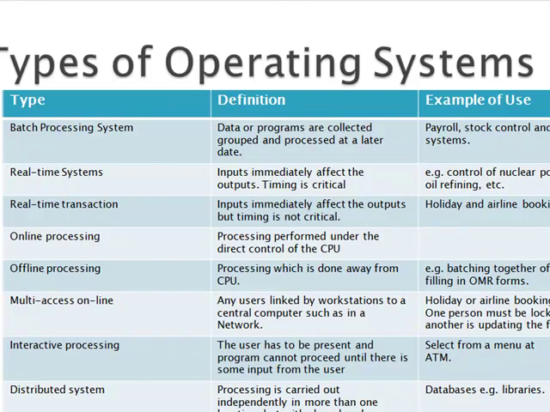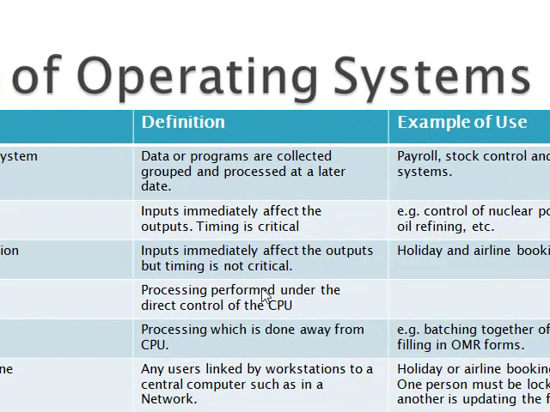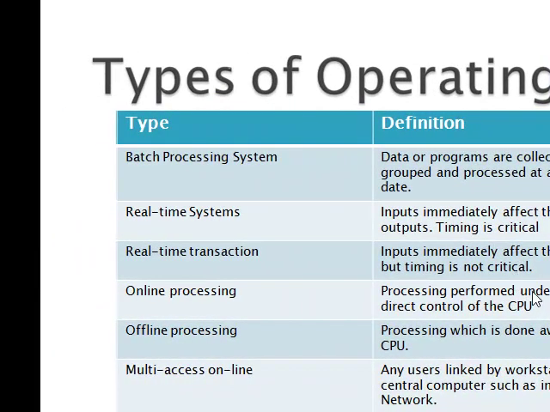Real-time system: this system requires immediate input with immediate effect, and the timing is very critical. For example, operating systems that control a nuclear power plant or oil refining. This is a real-time system. Real-time transaction: input immediately affects the output, but timing is not critical. So this is based on transaction.